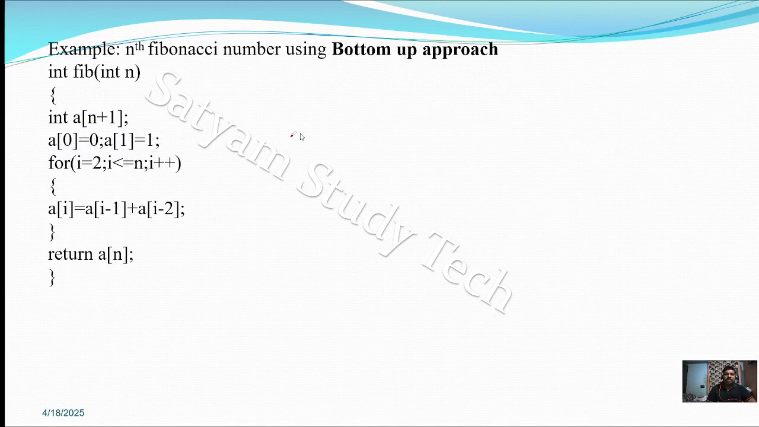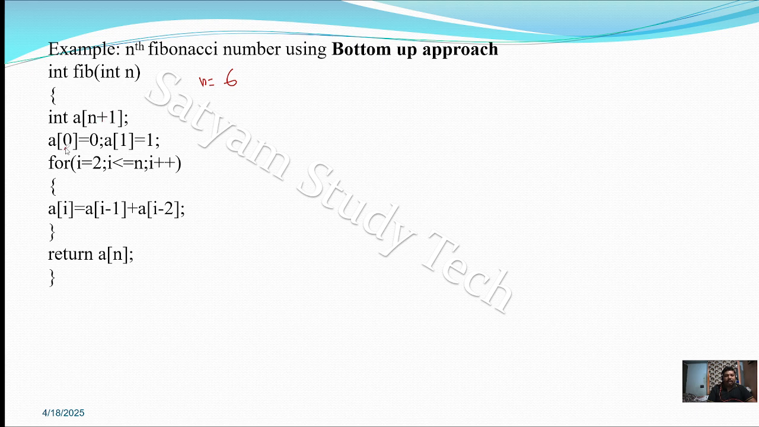Now here you can see the bottom up approach, fib of int n. Here it is a bottom up approach. Like here a of 0 is 0, a of 1 is 1, and for i equal to 2, i less than or equal to n, i plus plus. For example, fib of n, here the n value is 6. Now the size of the array is n plus 1, that is 6 plus 1, that is 7. A of 7.